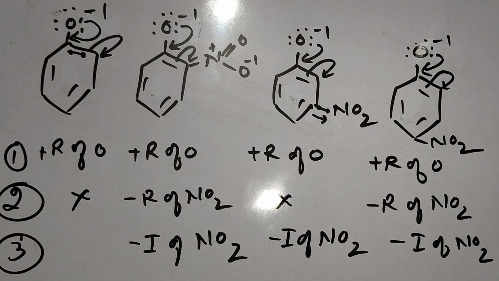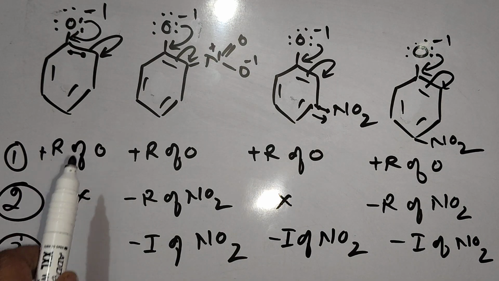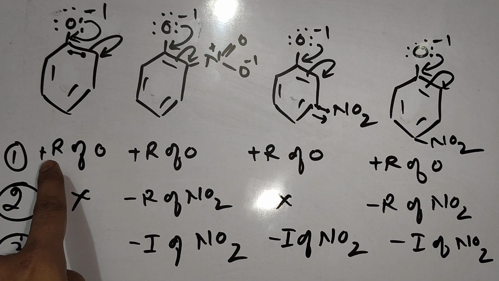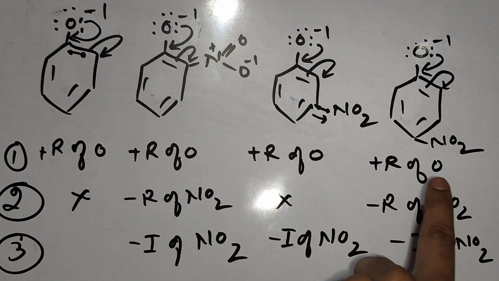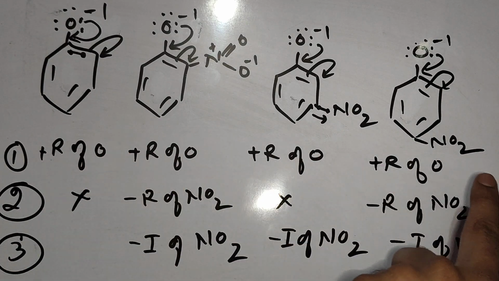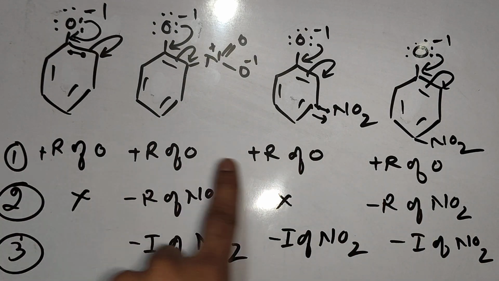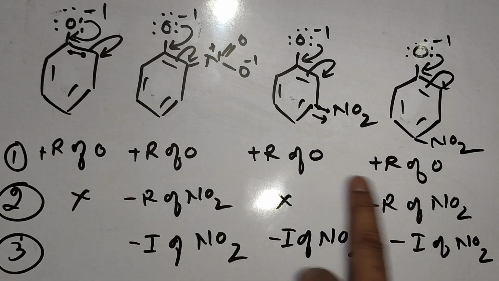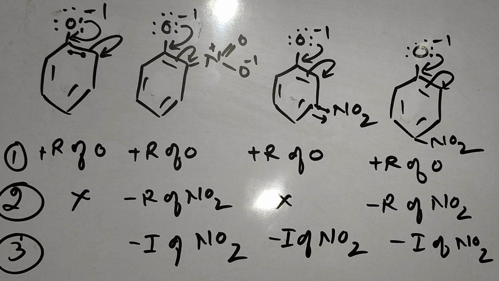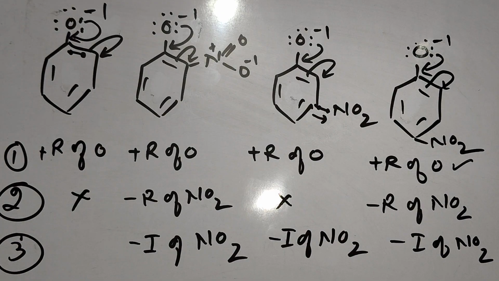Let's check. Number one, this factor. The plus R effect of oxygen will decrease the negative charge of oxygen, or not? Yes, it means it is going to stabilize the oxygen. It will increase the stability. Because all these four factors are present here, only this factor can't decide which is more stable and which is less stable. Okay, leave it. Go for the second.